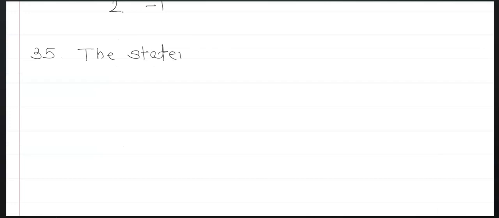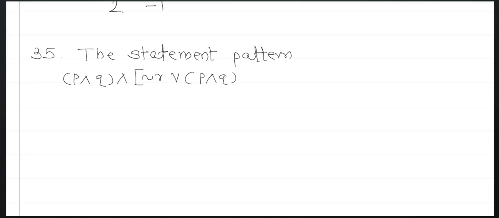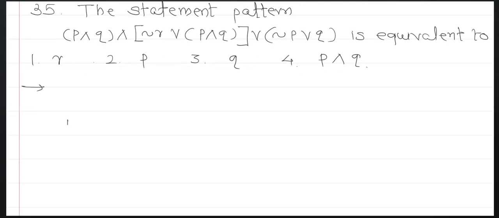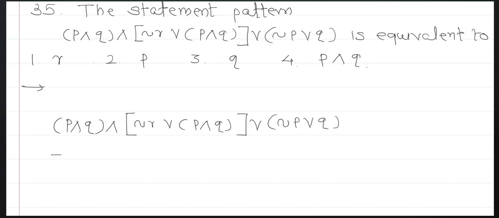Now next question, question number 35. The statement pattern (P and Q) and negation of R, or (P and Q) or negation of P, or Q, is equivalent to: the first is R, second is P, third is Q, fourth is P and Q.